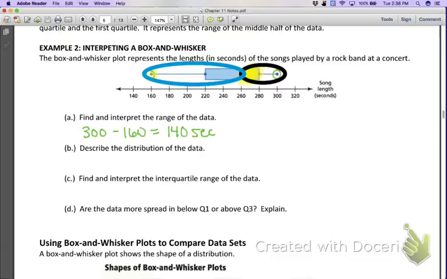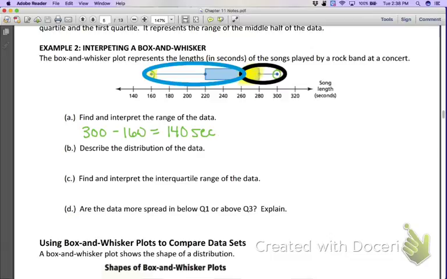Does that make sense? Because we're chopping it into halves and quarters, right? So half of your data is all squished in there for 40 seconds, basically. The back half is basically 100 seconds of a range, if you think about it that way. So the majority of the songs that they're going to play are probably in that 260 second to 300 second range, because it's really packed in there. So the tighter your window is, the more of those types of values you're going to have.